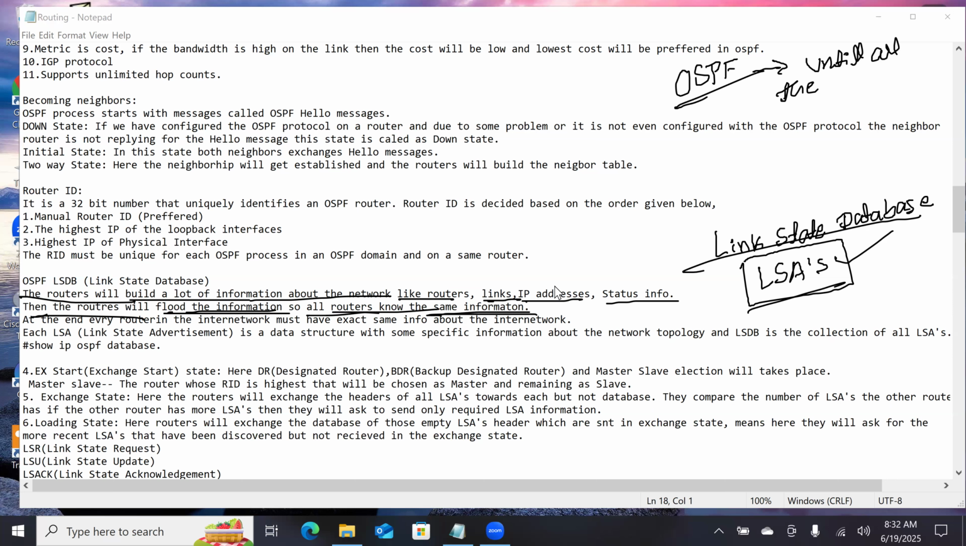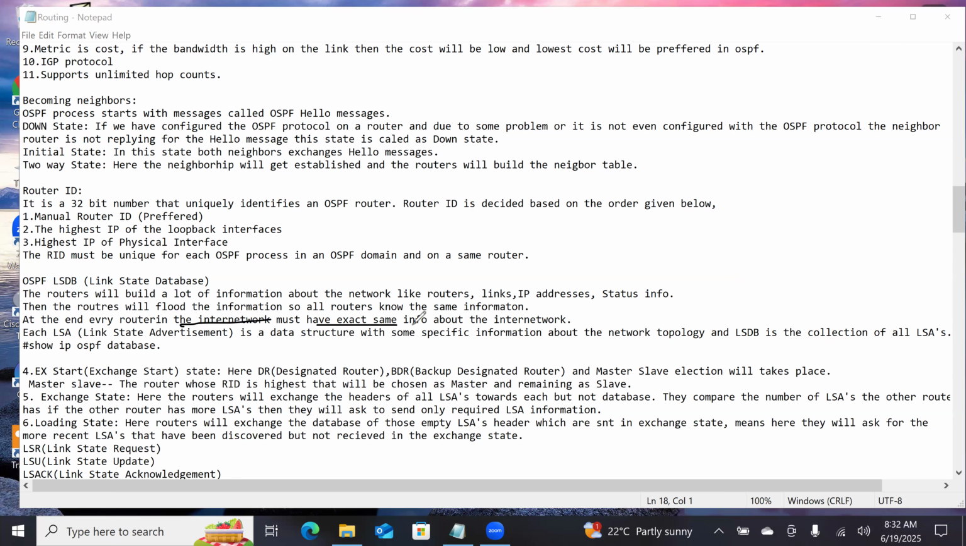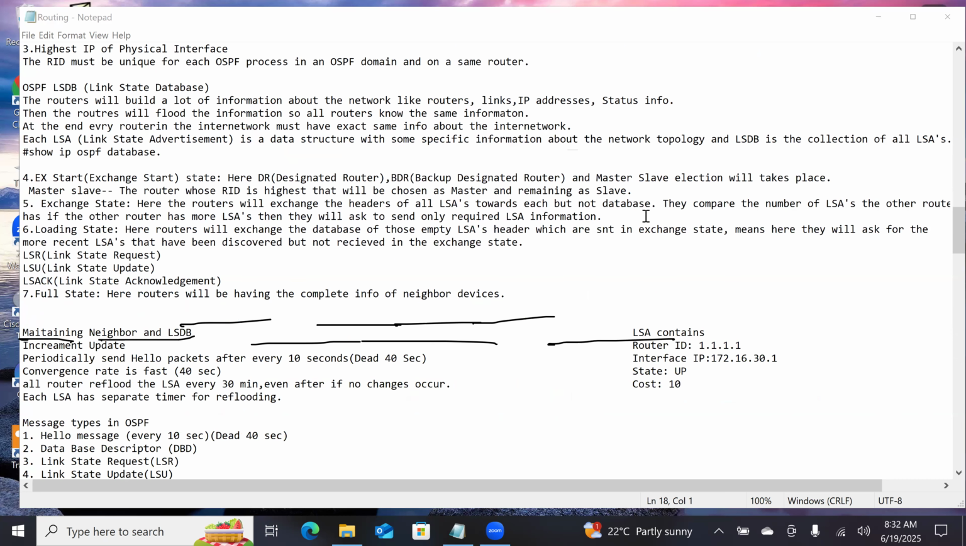At the end, every router in the internetwork must have the exact same information about the internetwork. Same thing I said. Each LSA, that is link state advertisement, is a data structure with some specific information about the network topology. What is an LSA? It will have some information about that router. What will be there in the LSA? You can see here the content of that LSA.